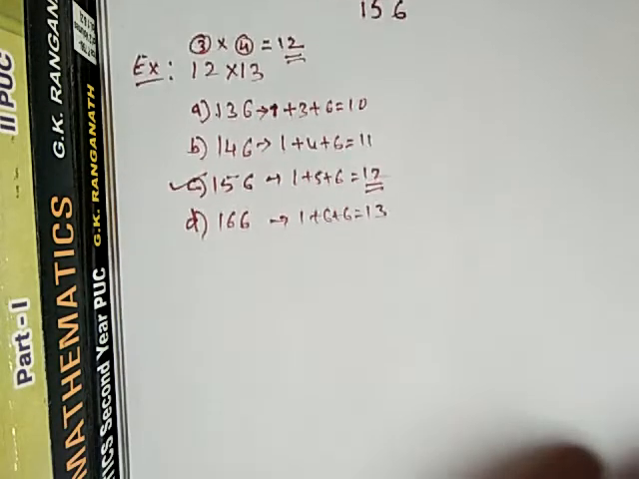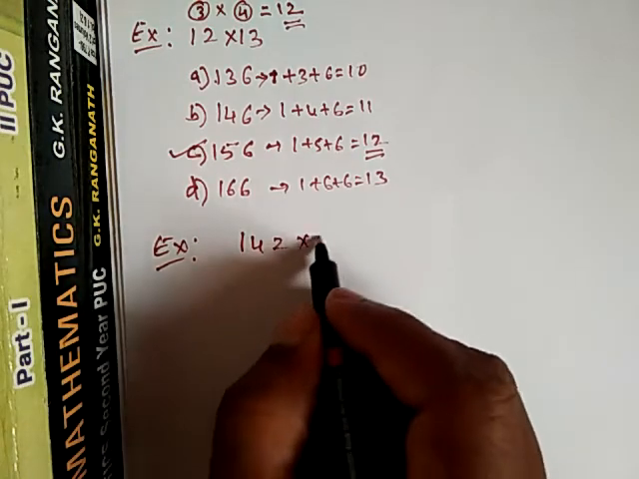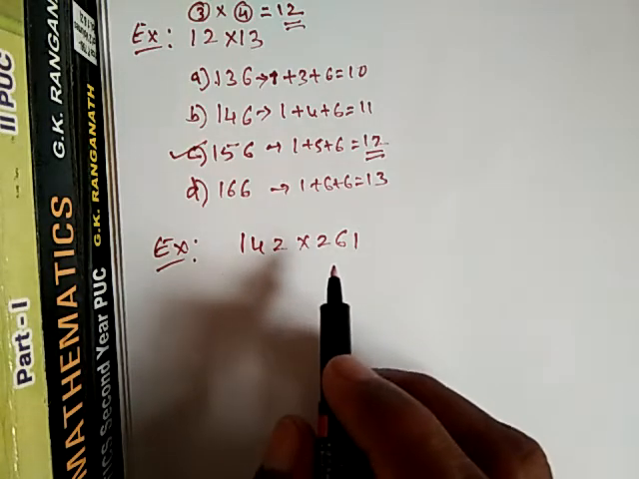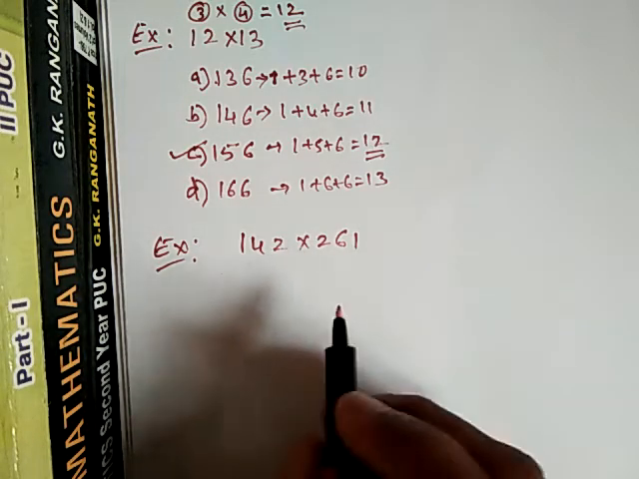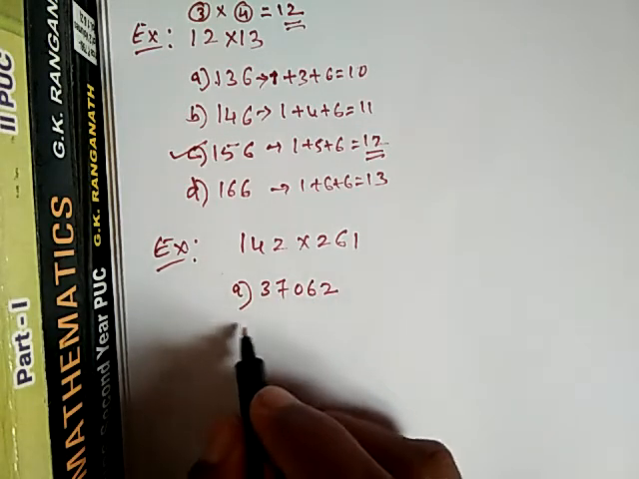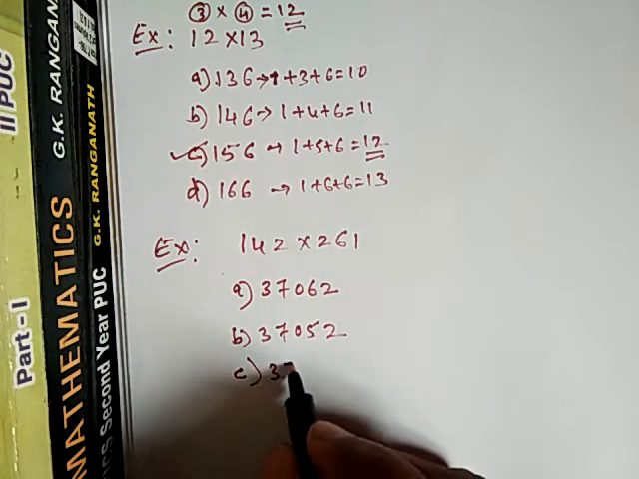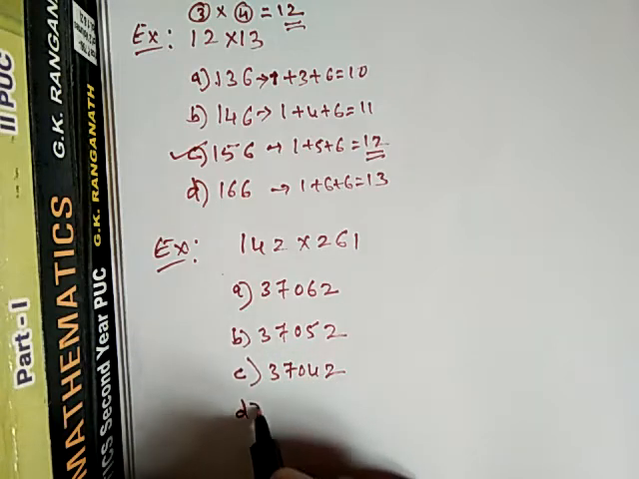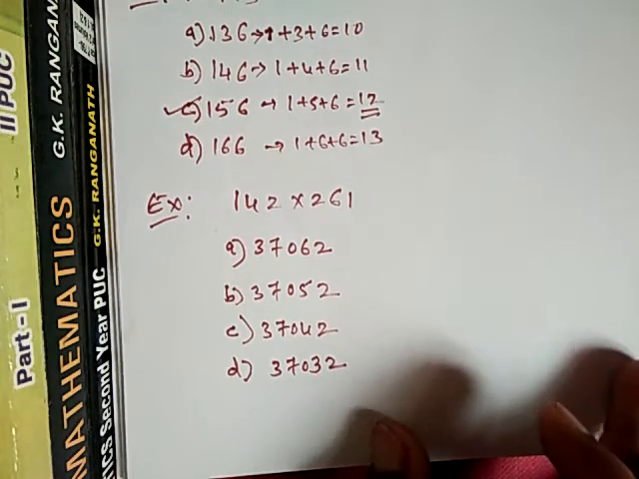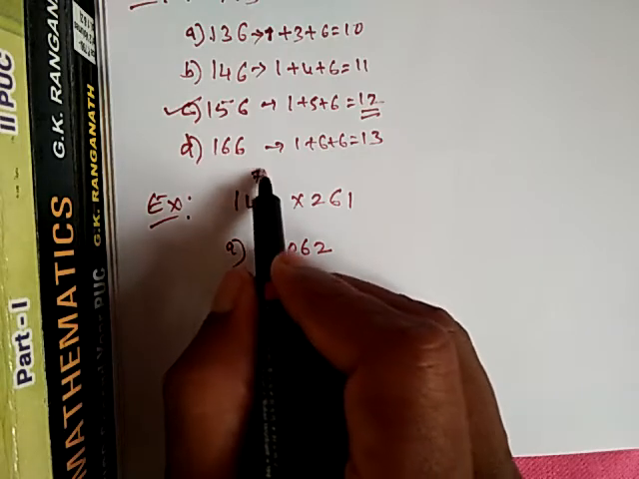Okay, so one more example I will take, so that you will get the idea. An example with 3 digits I will take, 142 into 261. You can take 142 or 261 as a reference number and you can add. Okay, so now here the options are A 37062, B 37052, C 37042, D option D 37032. So these are the options. So now here 1 plus 4 plus 2 is 7, so you can write here 7.